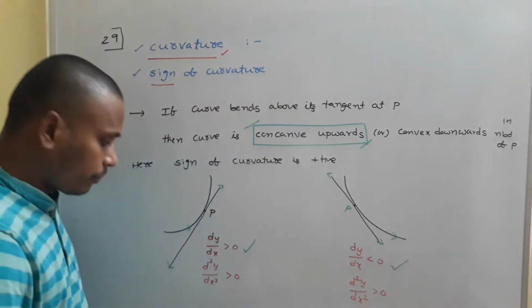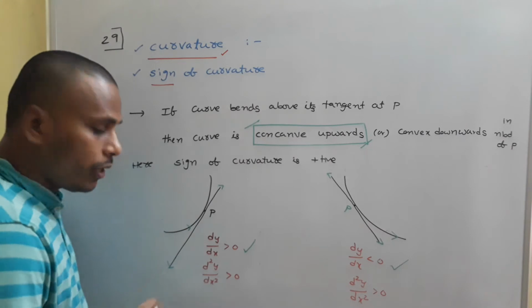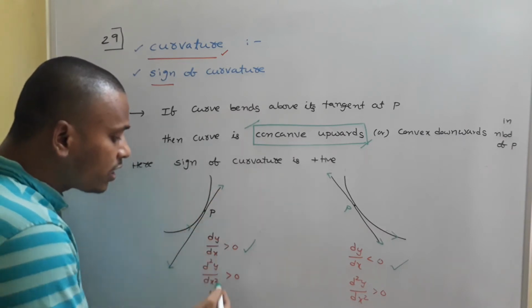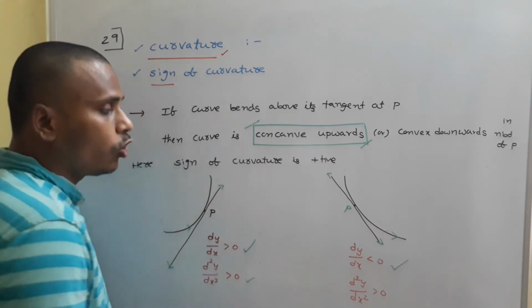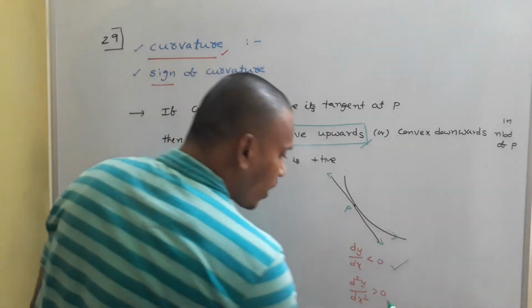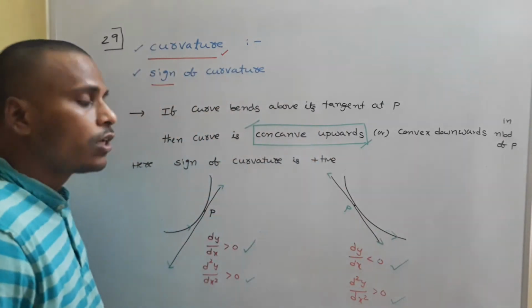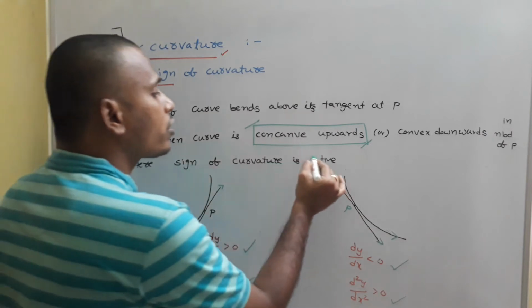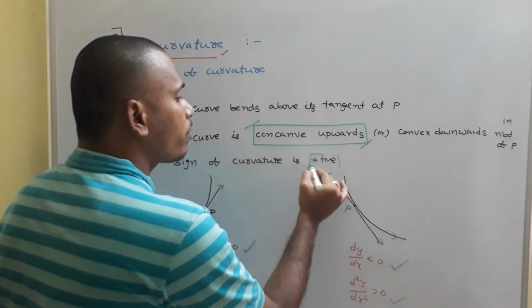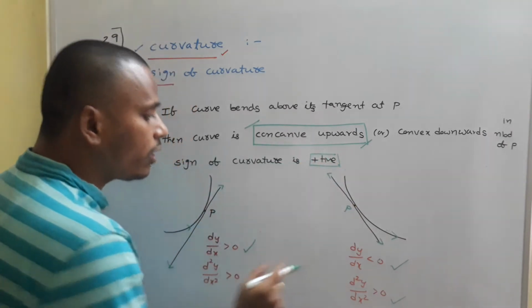Okay? And the next thing, here at this particular point P, the curvature, d square y by dx square is greater than 0, and for this again, d square y by dx square is greater than 0. So we say that the sign of the curvature is positive. Sign of curvature is simply nothing but the sign of this d square y by dx square.